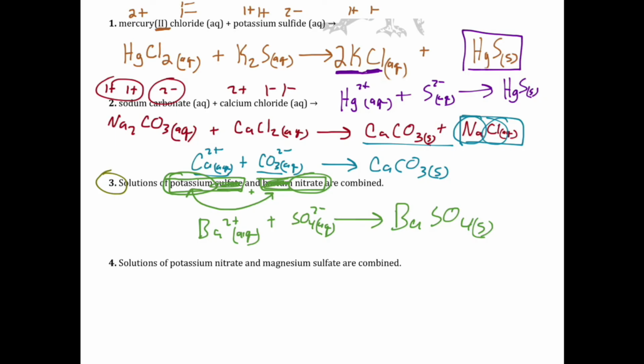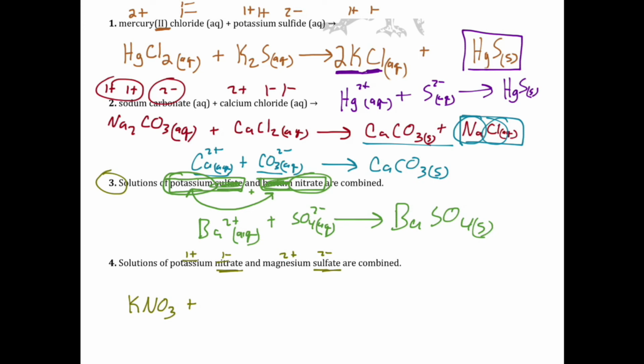But anyways, potassium is a 1 positive, nitrate is a 1 negative, magnesium is a 2 positive, sulfate is a 2 negative. These are polyatomic ions. You have to look at your polyatomic ion sheet. The way that you know that is they end in ate or ite. You have to look at your polyatomic ion sheet, and that's where you get the charges. So we have potassium nitrate. Again, it's a 1-to-1 ratio. Nitrate is NO3. You have to include the 3.